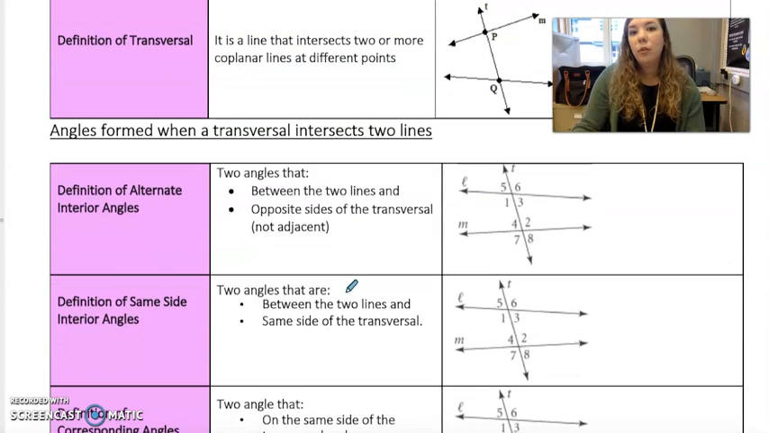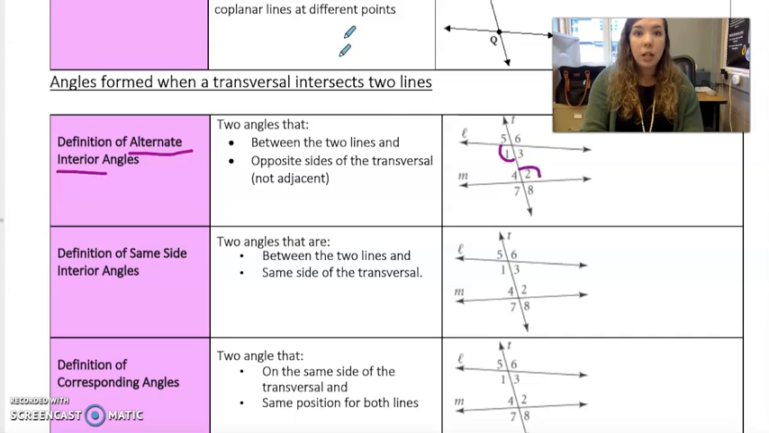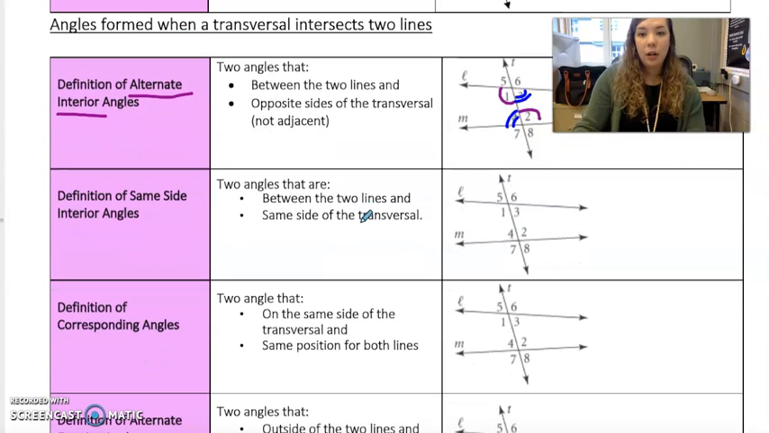Angles formed when a transversal intersects two lines. So the first one is alternate interior. Alternate means opposite. Interior means on the inside. So on the inside of my parallel lines, 1 and 2 would be considered alternate interior, and 3 and 4 would be considered alternate interior. Okay? Same side interior. So again, that would mean on the inside of my parallel lines, being on the same side, would be pairs like 2 and 3.